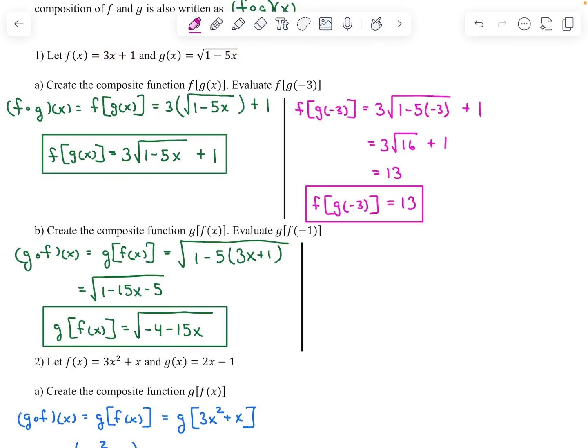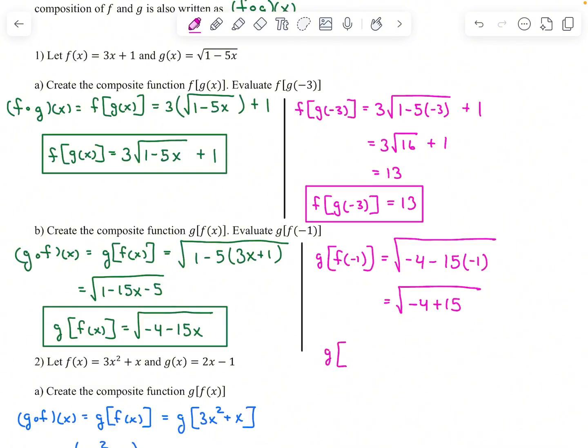Now to evaluate g of f of negative 1. To do this, all we need to do is substitute negative 1 into the composite function. So g of f of negative 1 is equal to the square root of the quantity negative 4 minus 15 times negative 1. So this is equal to the square root of the quantity negative 4 plus 15, which is equal to the square root of 11. So g of f of negative 1 is equal to the square root of 11.